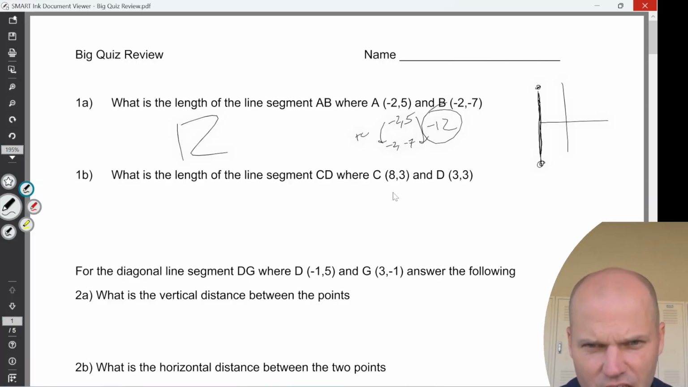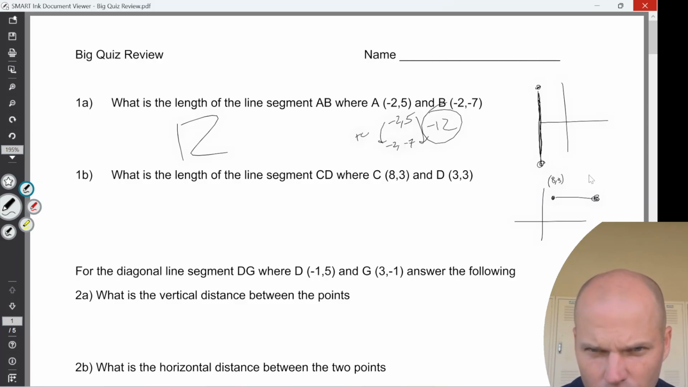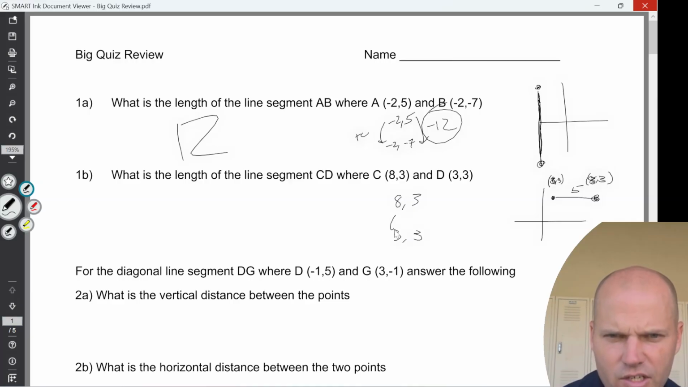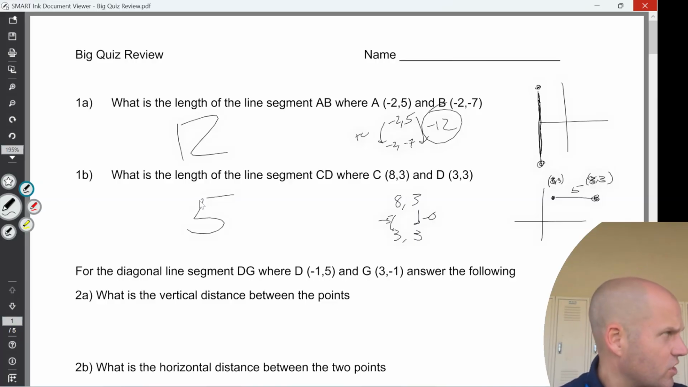And that's the same thing with question 1B, which we're talking about points C and D. D is at 3, 3. C is at 8, 3. Well, these points are located horizontally from one another. 3, 3, then 8, 3 are 5 away from each other. You can see you have an x change of 5 and a y change of 0. So we just say, since there is just an x change, we use 5. Whenever things go diagonal, the Pythagorean theorem is there to help.